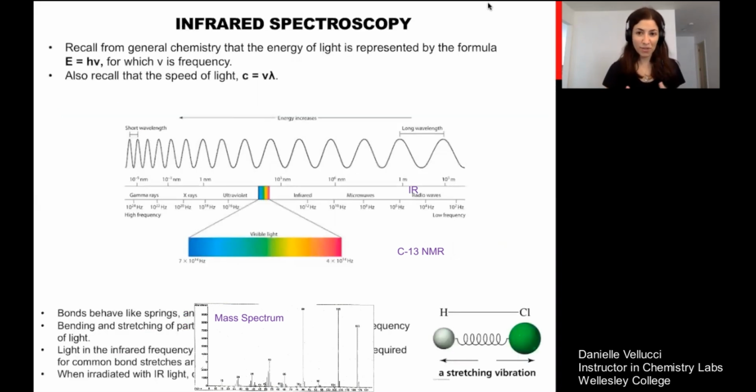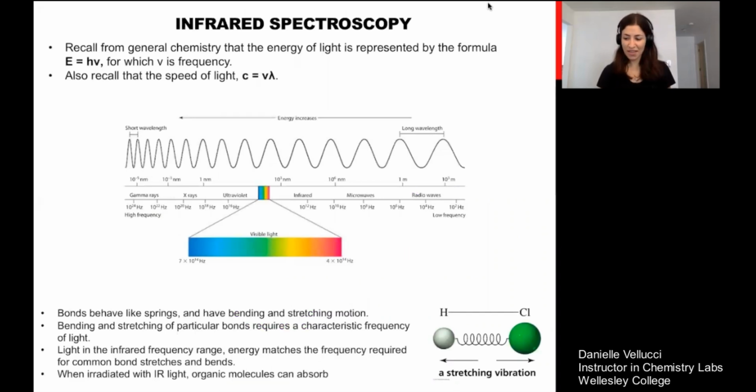So let's talk about IR spectroscopy, which you've seen in lecture. You'll recall from general chemistry that light has an associated energy, and we use the formula shown here to think about that energy as being directly proportional to the frequency of the light. A high frequency light shown here oscillates more frequently, and a low frequency light has a longer wavelength, meaning the distance between the trough and the trough is longer, so we have a less frequent oscillation.